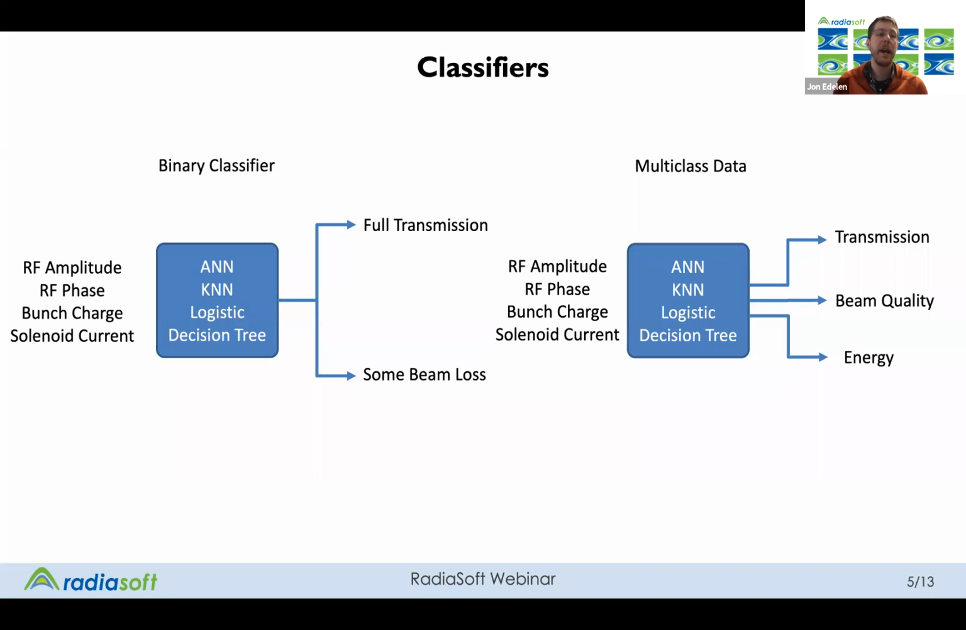In this case, we have 3 different tunable parameters. We have the RF amplitude and phase for powering the cavity. We have the bunch charge, and then we have the solenoid current. And the solenoid current affects the focusing, and if the solenoid current is not correctly tuned, then you'll have beam losses. And the idea is, can we train a classifier to quickly tell us, given these input parameters, what kind of transmission we're going to get, whether we're going to get full transmission or whether we're going to get beam loss.